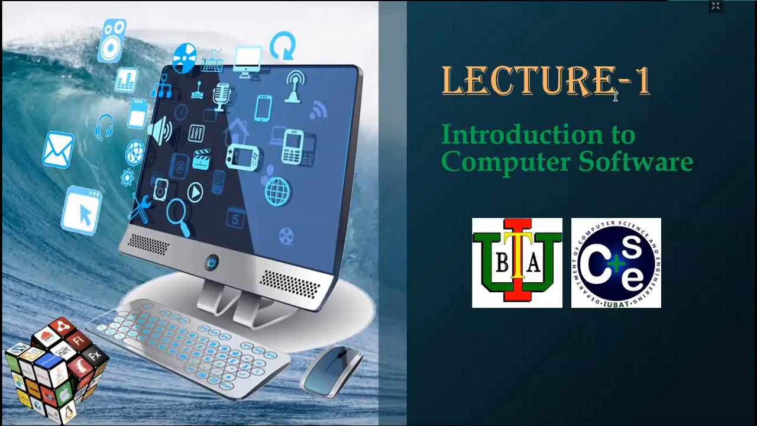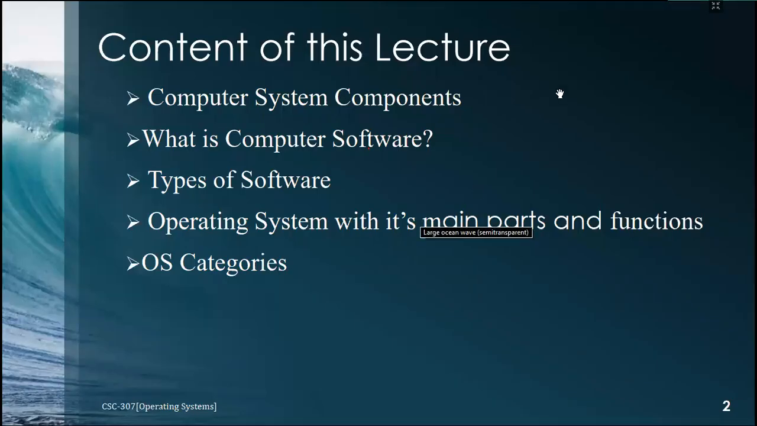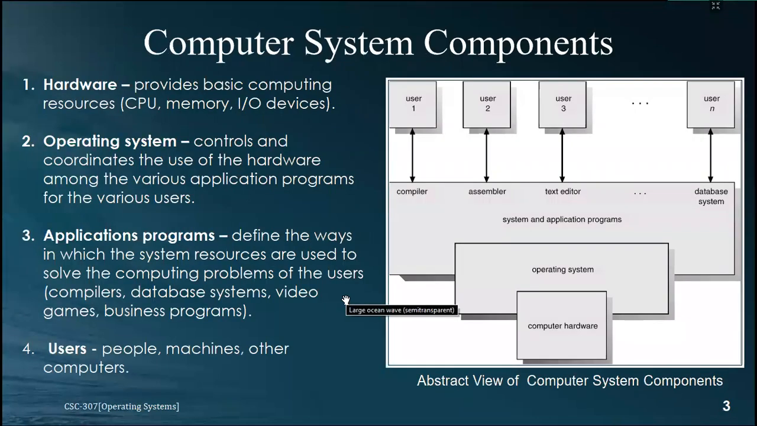Today we will discuss lecture 1, Introduction to Computer Software. The contents of this lecture are: what are computer system components, what is computer software, what are the types of software, the operating system with its main parts and functions, and OS categories. So first things first, computer system components.